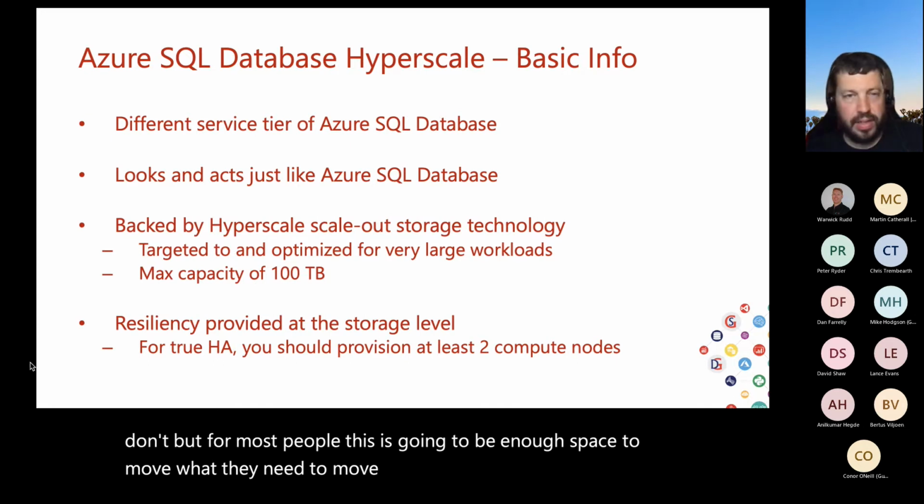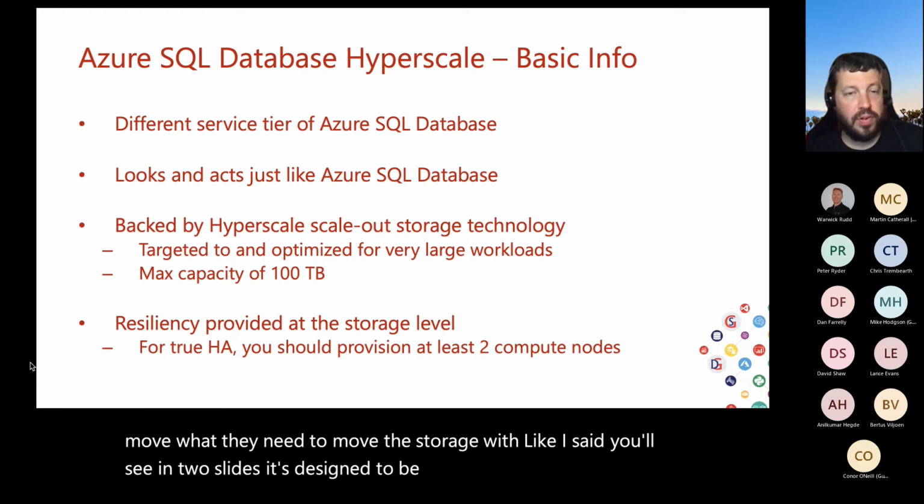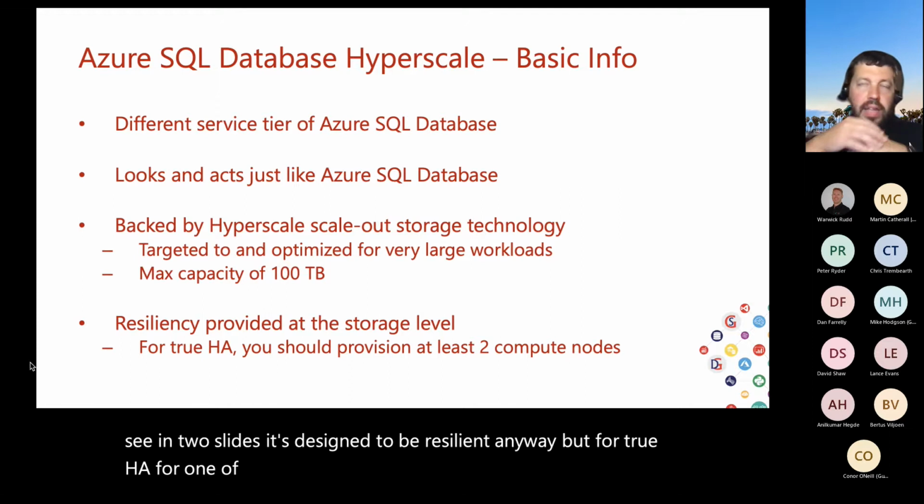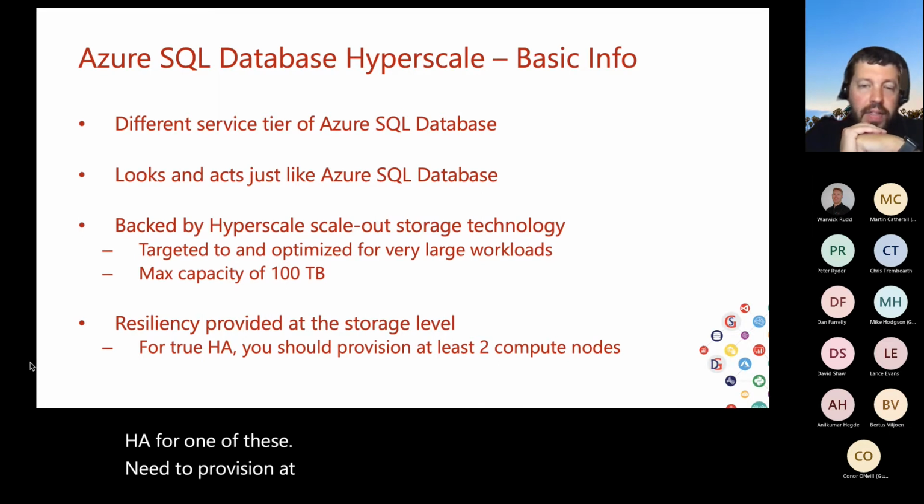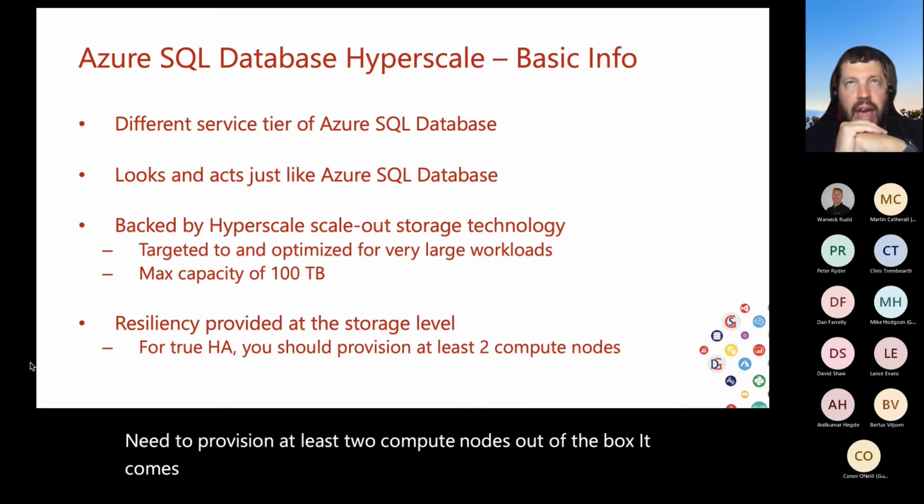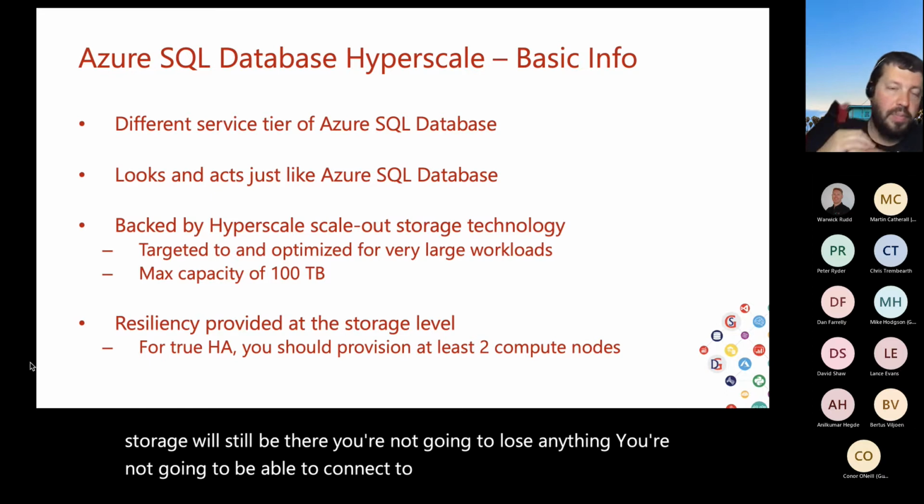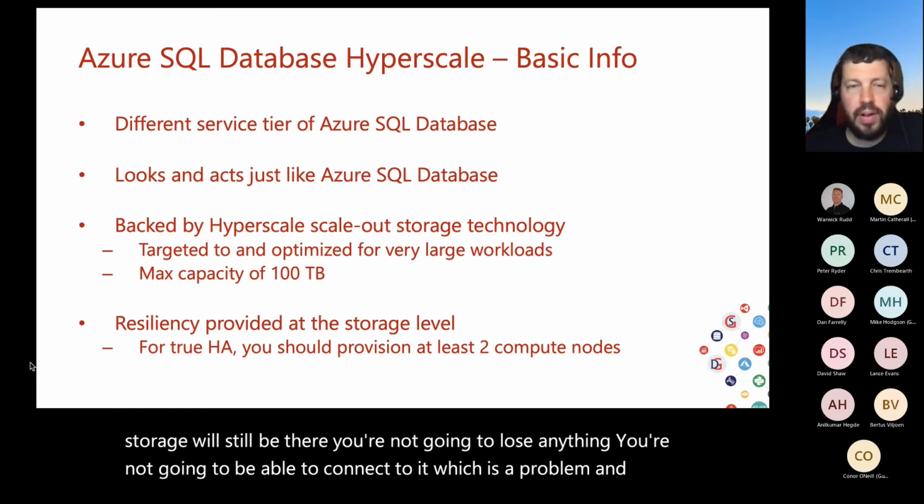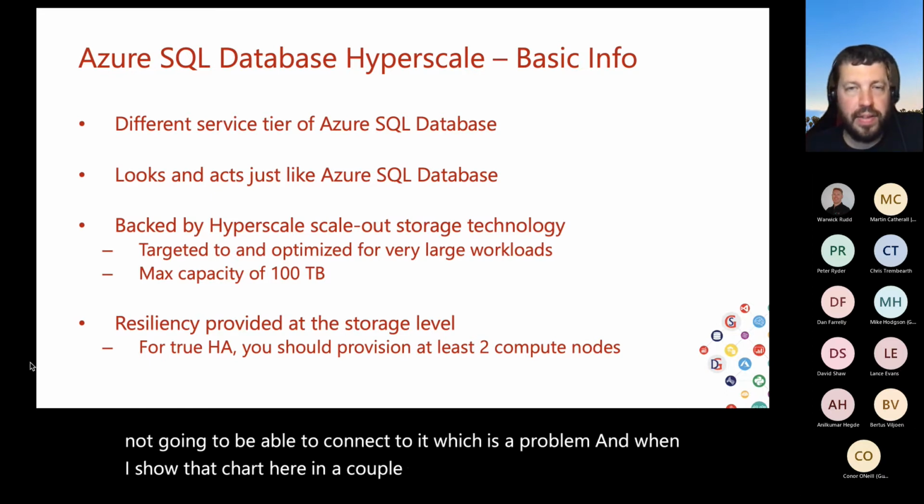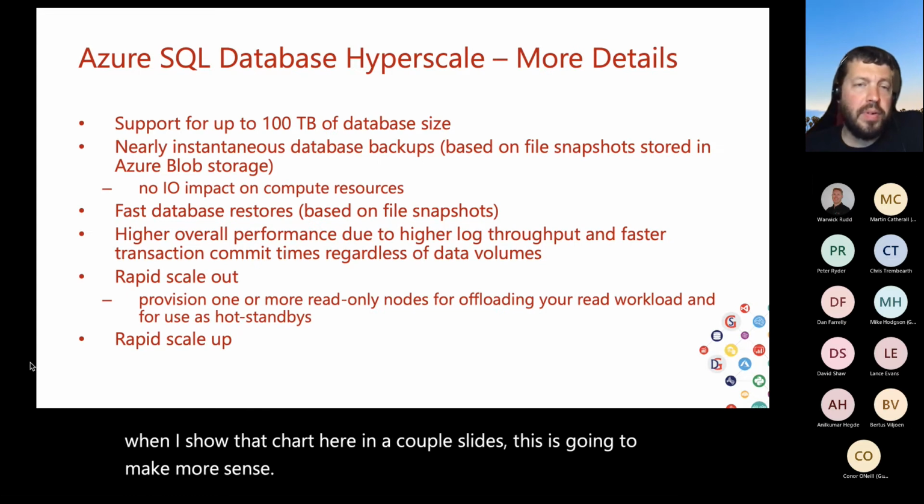The storage, which, like I said, you'll see in 2 slides, is designed to be resilient anyway. But for true HA for one of these, you need to provision at least 2 compute nodes. Out of the box, it comes with 1. If that compute node has a problem, while the storage will still be there and you're not going to lose anything, you're not going to be able to connect to it, which is a problem. And when I show that chart here in a couple slides, this is going to make more sense. So let's talk about some of the other cool stuff.